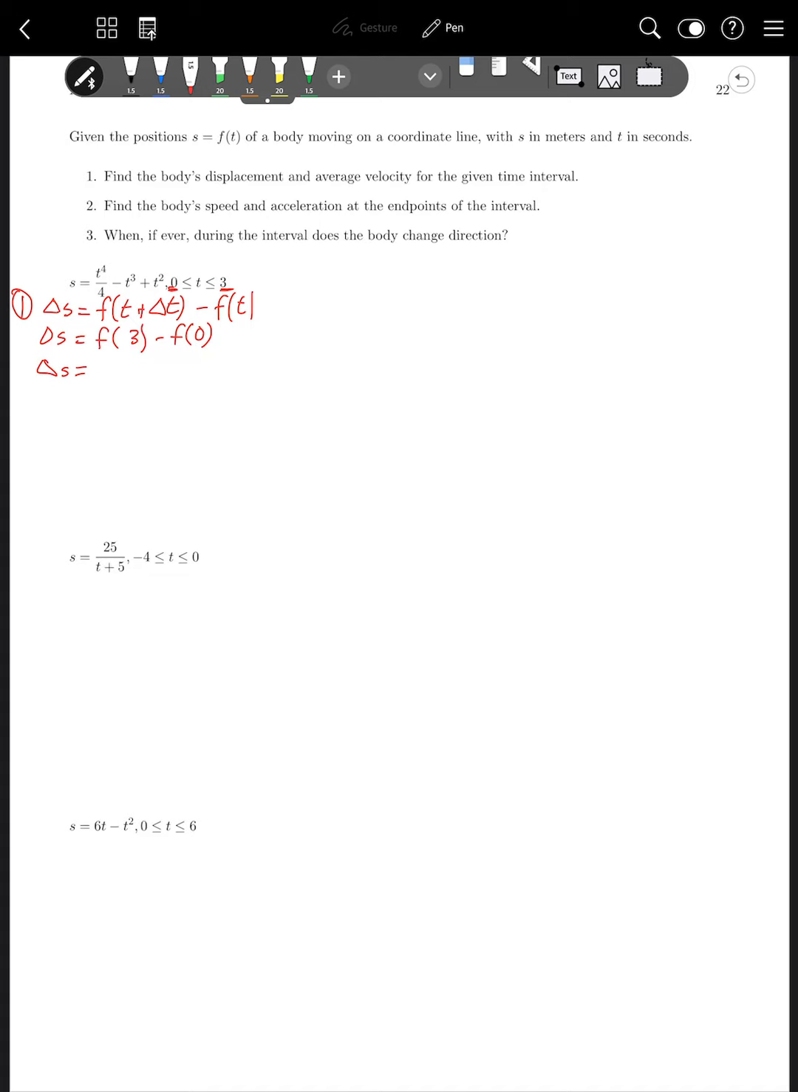Okay, so then we just simply have to plug those in. So this would be 3 to the 4th over 4 minus 3 to the 3rd, not over anything, plus 3 squared minus 0 to the 4th over 4 minus 0 cubed plus 0 squared. Okay, and so the best way to deal with that is just put it in our calculator.